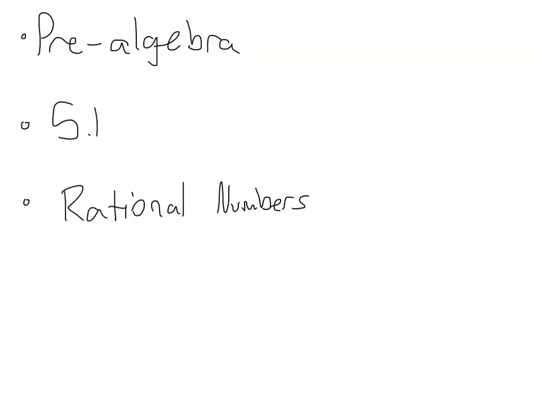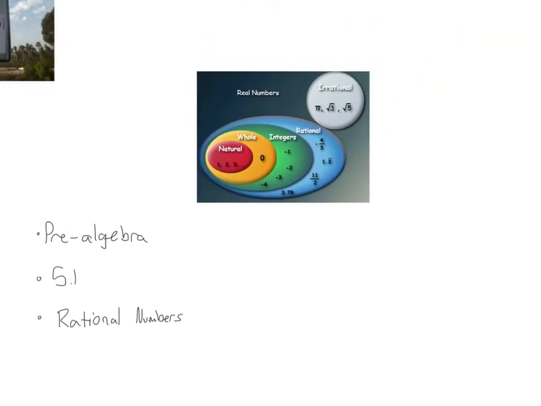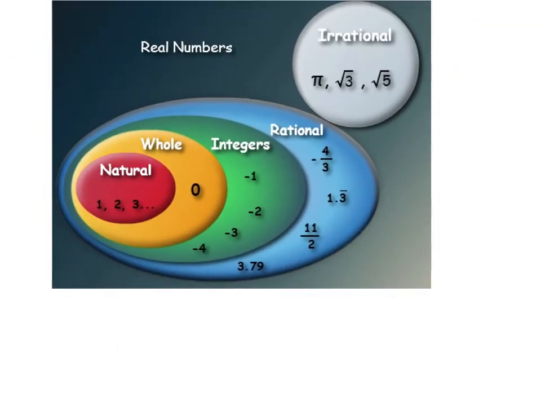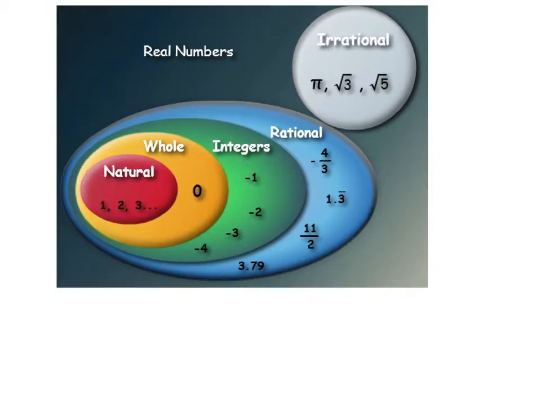So we're starting with 5.1, naturally, and we're going to be talking all about rational numbers. So let's go back to that little diagram real quick, and let's just take a quicker look. Okay, so rational numbers are these four right there. Those would be rational, but also everything inside there is rational. And, well, why is that? Well, let's talk about the definition of a rational number.